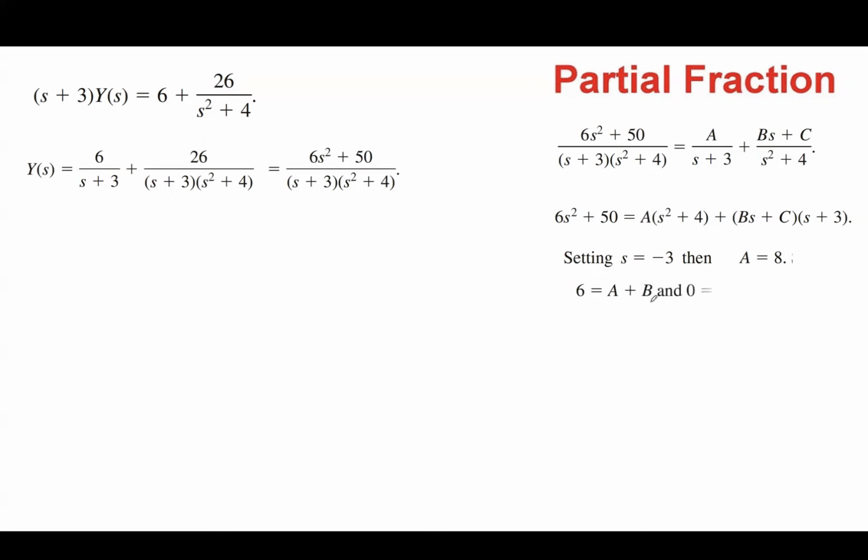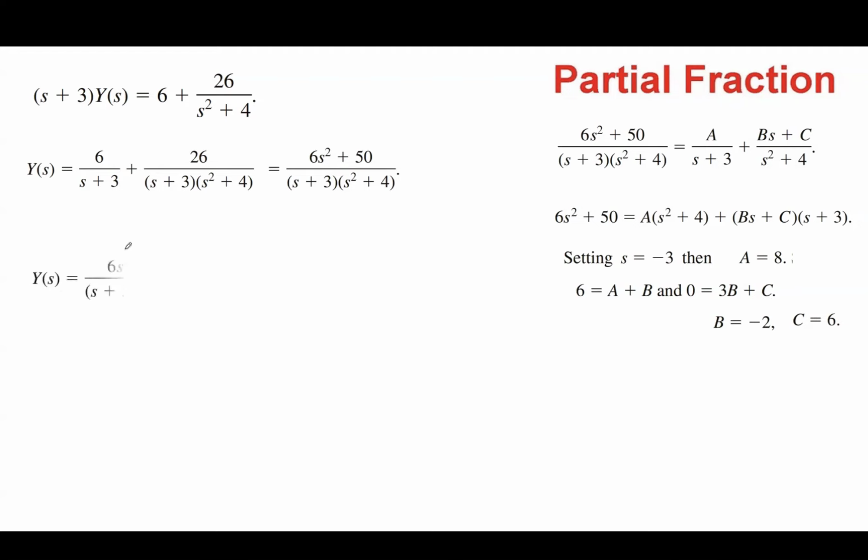So 6 is equal to A plus B, and 3B plus C is equal to 0. If you plug in A equals 8, B can be calculated as -2. Since you have B, you can easily calculate C. C is equal to 6. So we have all the missing values.